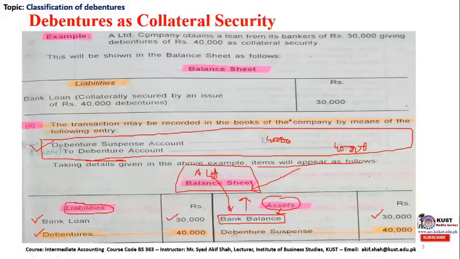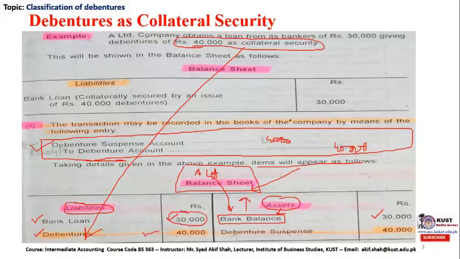So the debenture, which is our liability: the company has issued 40,000 rupees worth of debentures to the bank as a collateral security. So therefore they have clearly mentioned in the liability section that our liability of 40,000 is due to the bank. If the company is unable to pay this liability, the bank will sell or confiscate these debentures and will recover its 30,000 loan amount plus the interest due on this loan amount.